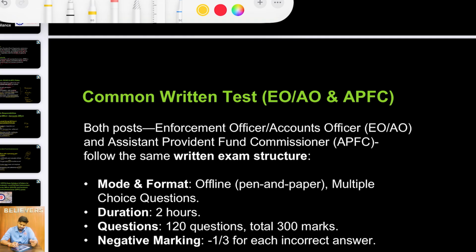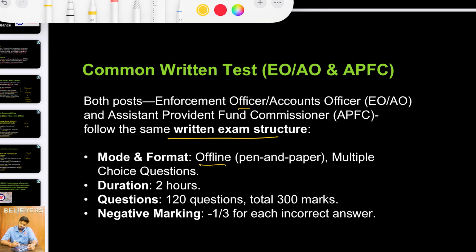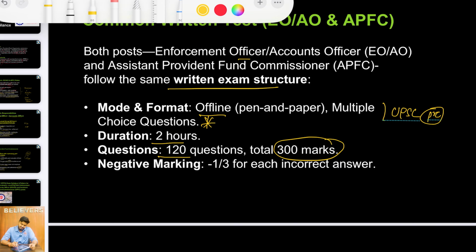So common written exam, what will be asked here? For both posts, that is Enforcement Officer, Accounts Officer, and Assistant Provident Fund Commissioner, the exam pattern will be the same. The mode and format will be offline for the written test. Multiple choice questions. Next, duration is 2 hours, similar to UPSC prelims. Questions will be 120 and the total marks will be 200 marks. Okay, 120 questions and 200 marks. Negative marking is there, 1/3 for each incorrect answer, similar to UPSC prelims again.